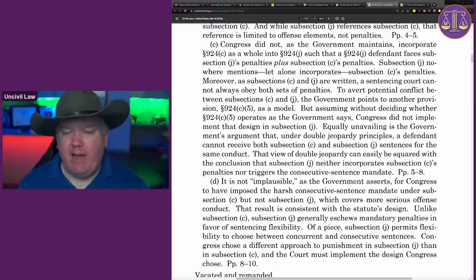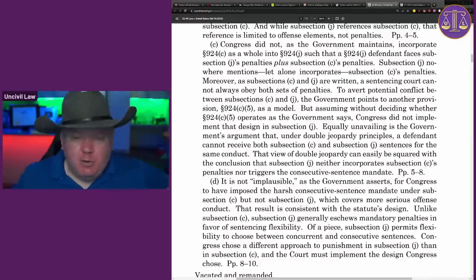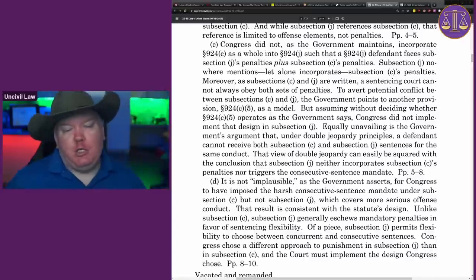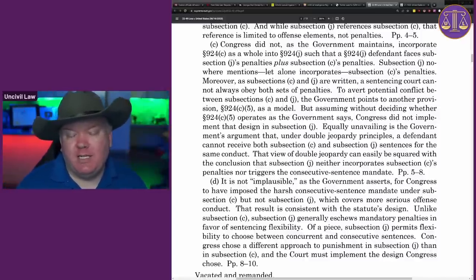Great. Equally unavailing is the government's argument that under double jeopardy, a defendant cannot receive both subsection C and J sentences for the same conduct. That view of double jeopardy can easily be squared with the conclusion that subsection J neither incorporates subsection C penalties nor triggers consecutive sentence mandates.